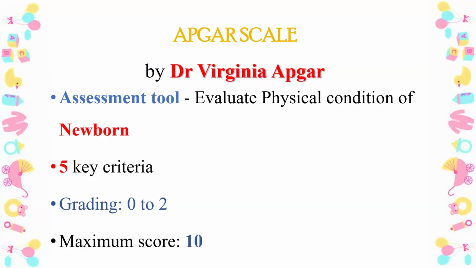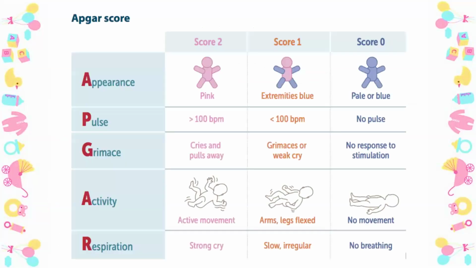So just after the birth of a child, when the cord is cut, the nurse will perform an Apgar scale, the Apgar test, which was created by Virginia Apgar. It is an assessment tool for the physical condition of a newborn, and it has five key criteria. Grading is from 0 to 2, and the maximum score is 10. So this is the first exam that we give after the birth.